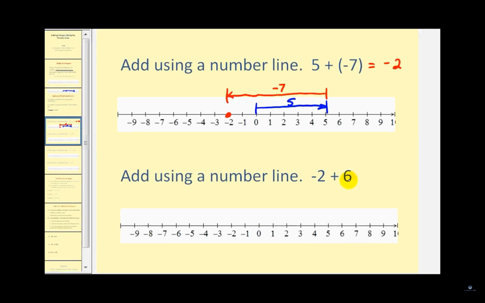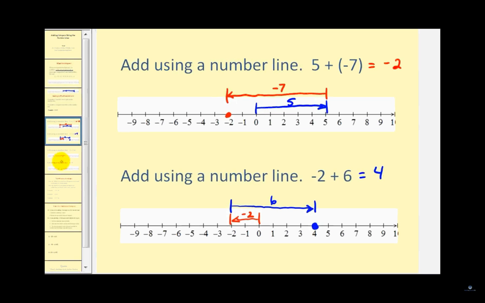Here we have negative 2 plus 6. So for the negative 2, we'll start at 0 and move to the left 2 units. And then from the negative 2, we're going to move right 6 units because this is positive 6. So from here, move 6 units to the right. 1, 2, 3, 4, 5, and 6. So our sum will be positive 4.